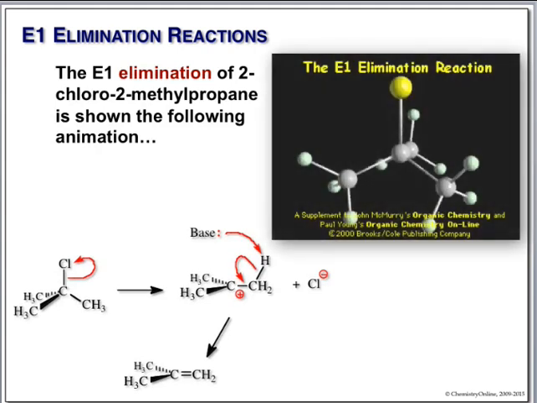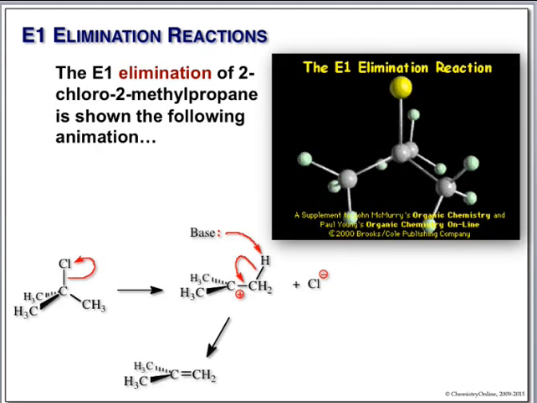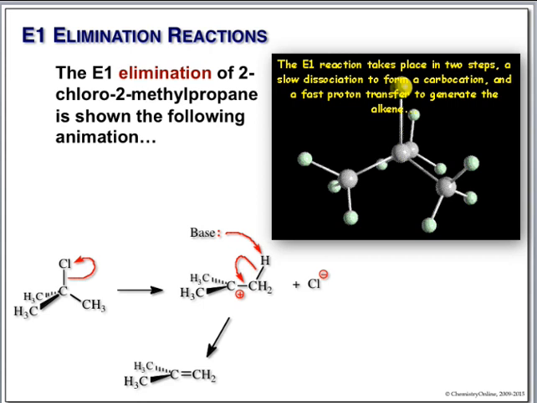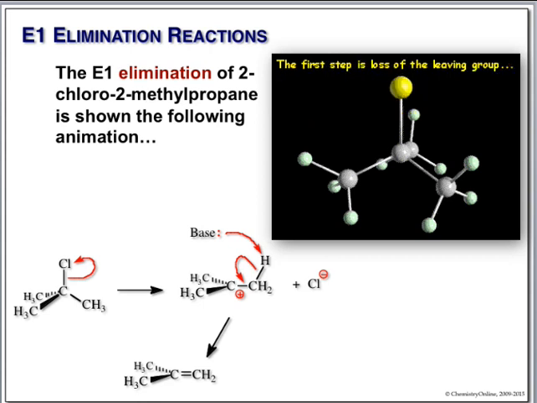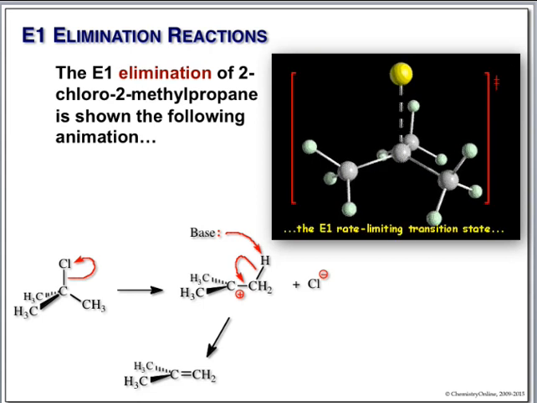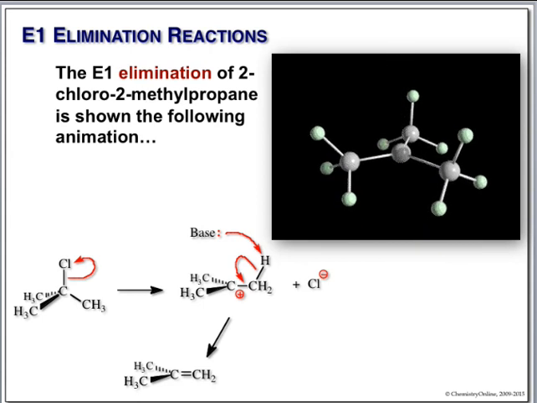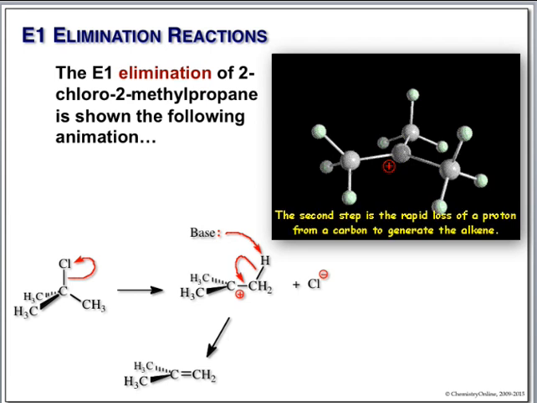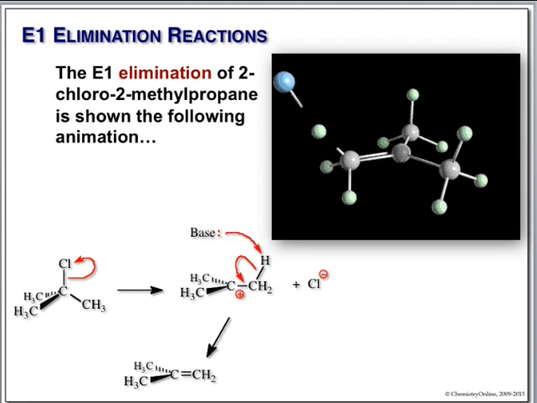The requisite movie. Here's our tert-butyl chloride. In our slow step, we're going to break the bond to the leaving group and make our intermediate carbocation. And then finally, a base is going to come in, yank off a hydrogen instead of attacking, to give us our alkene. All right.